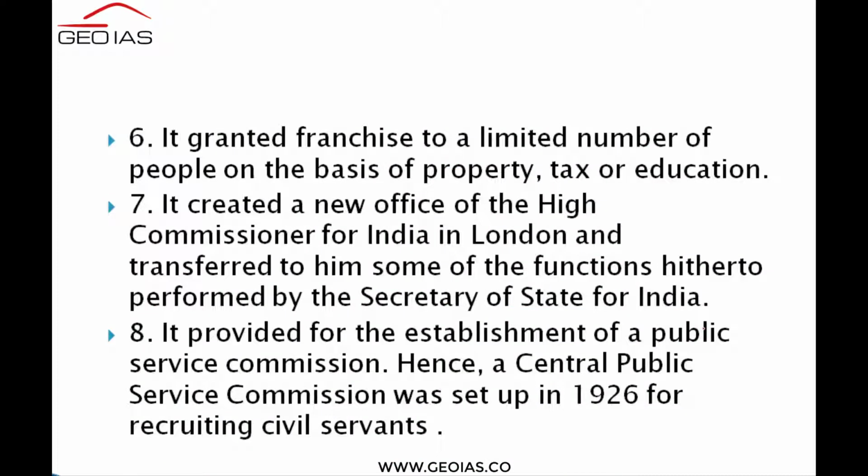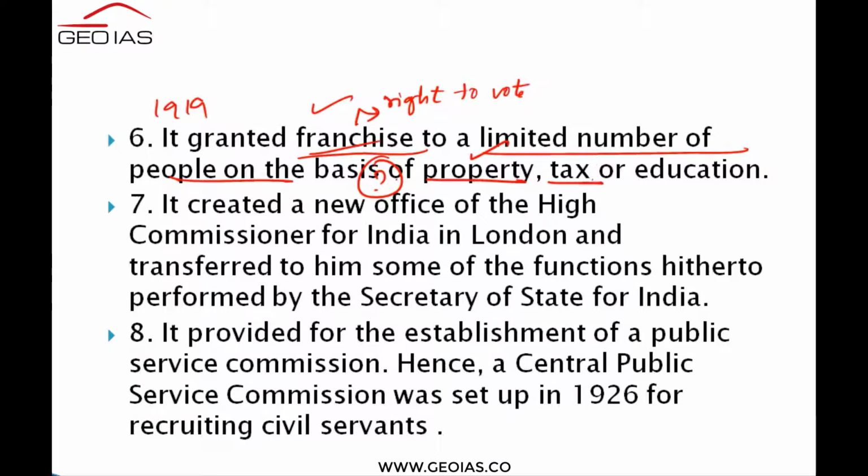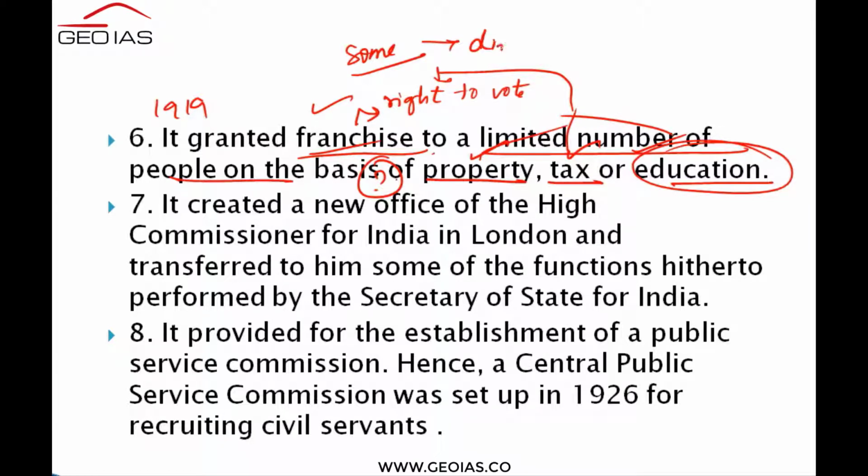And this Act of 1919 granted franchise. Franchise means the right to vote. So it granted the franchise to a limited number of people. On what basis were they given the right to vote? Based upon property, tax, or education. By seeing this, some people were given the right to vote in these direct elections for both the legislative councils at the central and provincial levels.